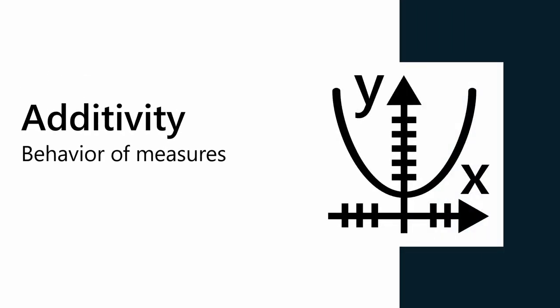Before we explore measures, let's quickly review the concept of additivity. Additivity refers to how measures behave when aggregated across different dimensions. For example, summing or averaging values. However, not all measures behave the same way. So, understanding the behavior and categorization of measures is crucial for accurate data analysis and visualization in Power BI.